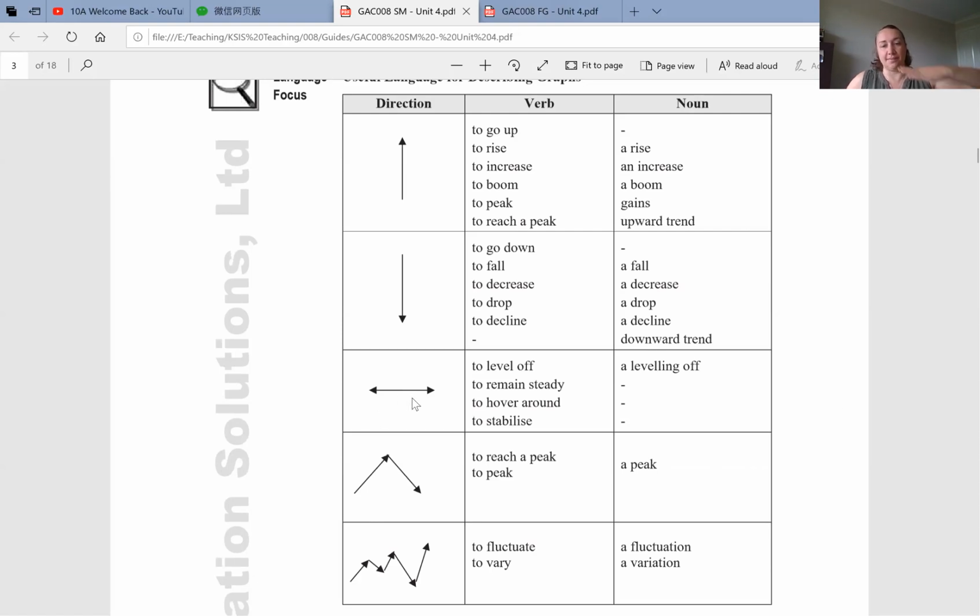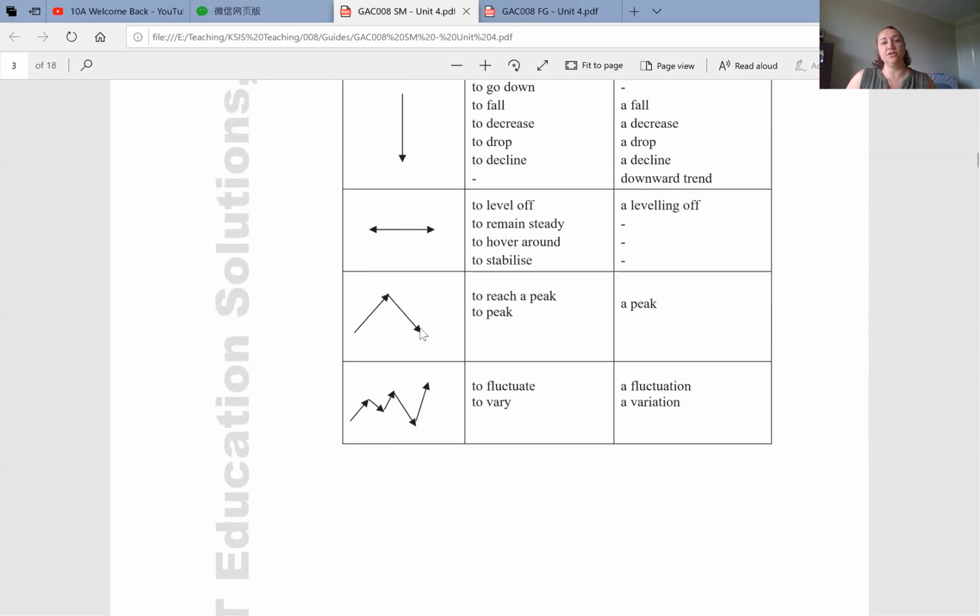So if we look, this is not really moving, so it's just staying at the same level. So it would be to level off, to remain steady, to hover around, or to stabilize. If anyone has seen Back to the Future, you'll know what a hovercraft is, and it's something that just kind of sits and stays around the same area. It doesn't stay completely still. This would be hovering and then leveling off. Then to reach a peak, to peak, a peak.